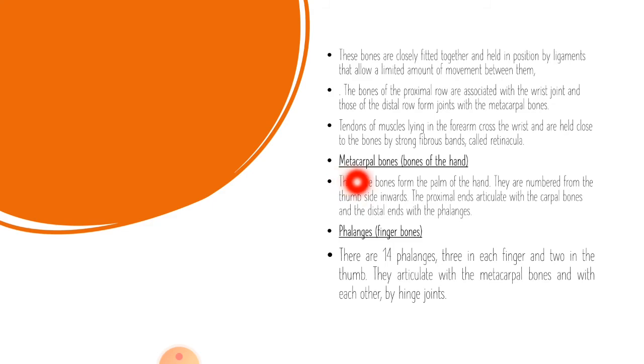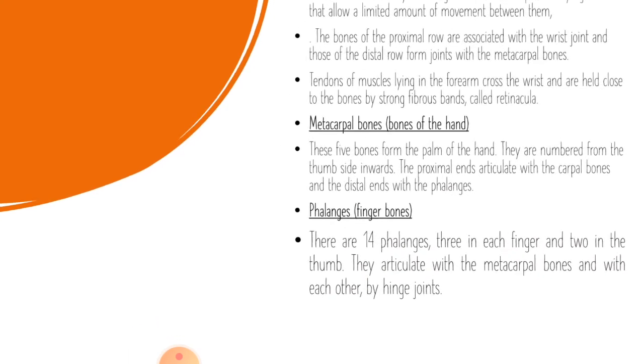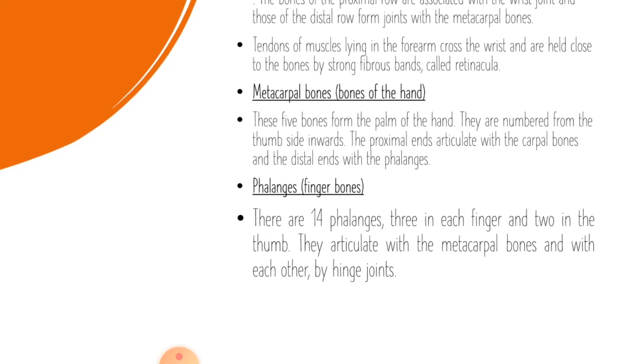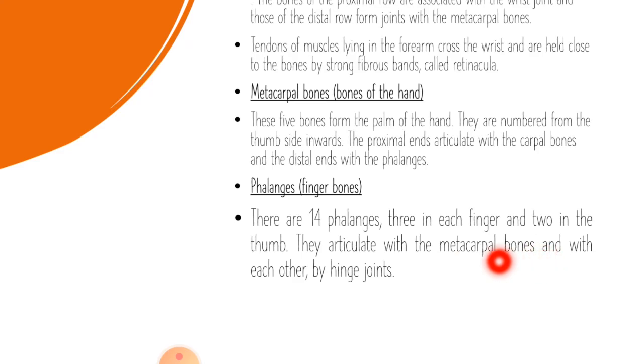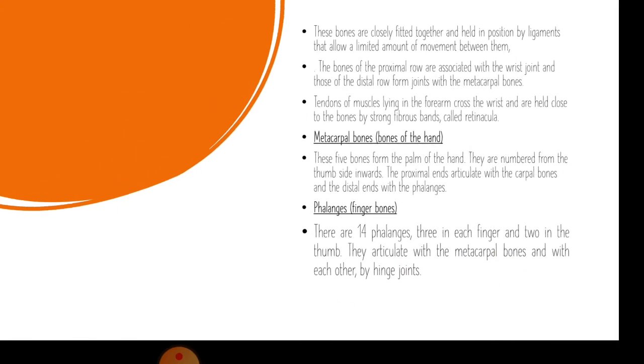Then we have the metacarpal bones. These 5 bones form the palm of the hand, and they are numbered from the thumb side inwards. The proximal ends articulate with the carpal bones, and the distal ends with the phalanges. Phalanges, they are total 14 in number, 3 in each finger and 2 in the thumb, and they articulate with the metacarpal bones at their proximal end and with each other by the hinge joints.